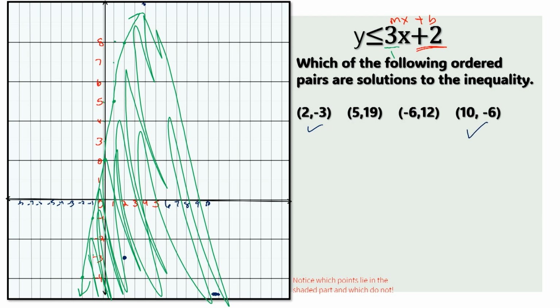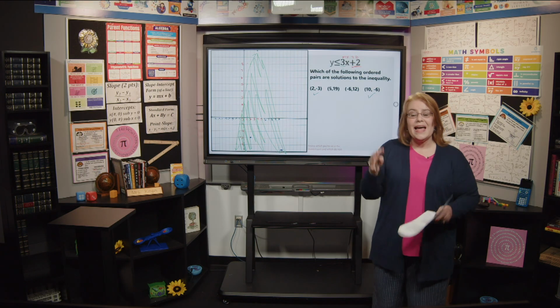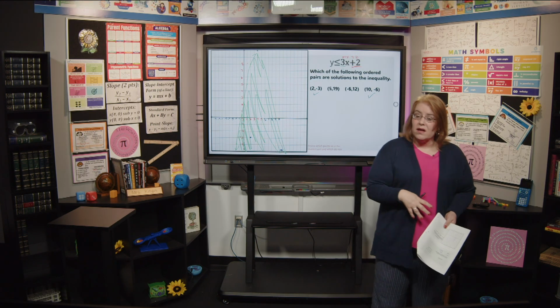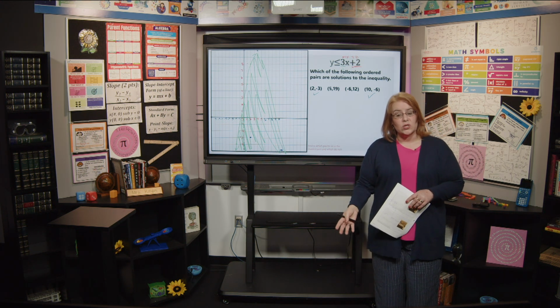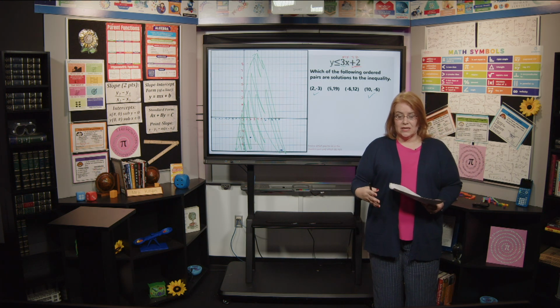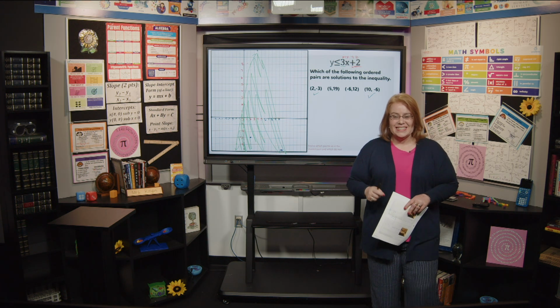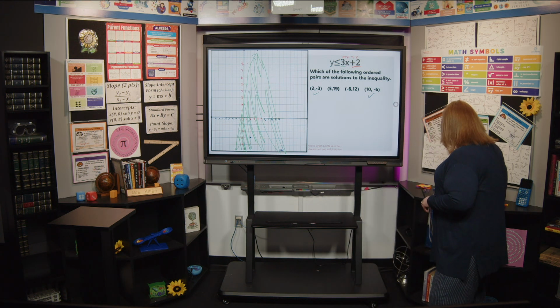Now at the bottom it says, notice which points lie in the shaded area and which points do not. Any ones that lie in the shaded area are part of our solution set, and any ones that lie outside of the shaded portion are not part of our solution set. That's a mouthful. Let's try some more.